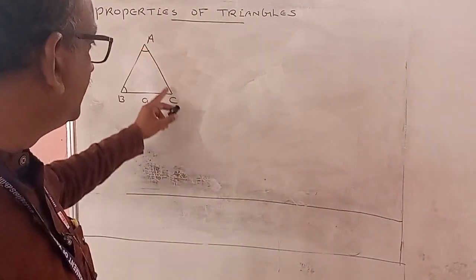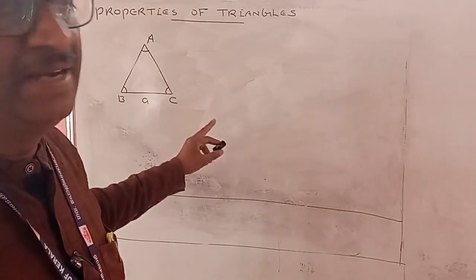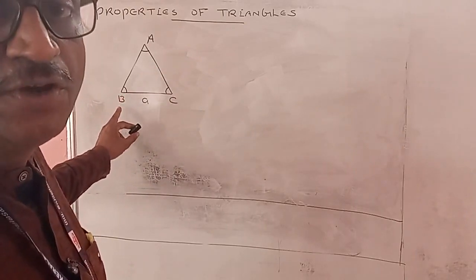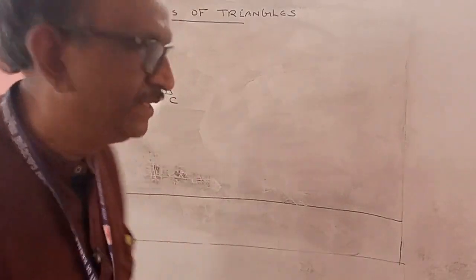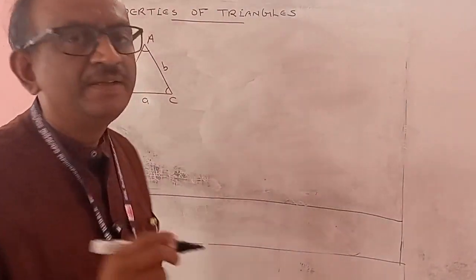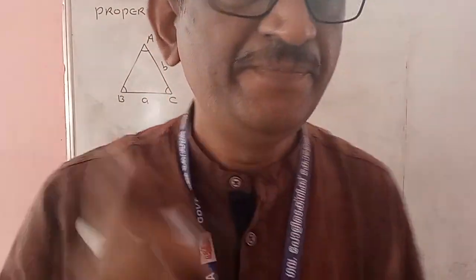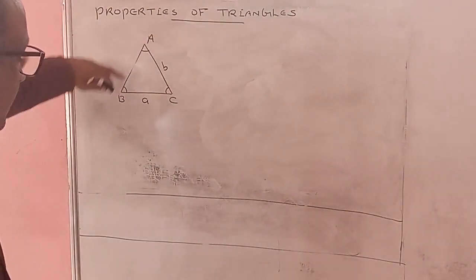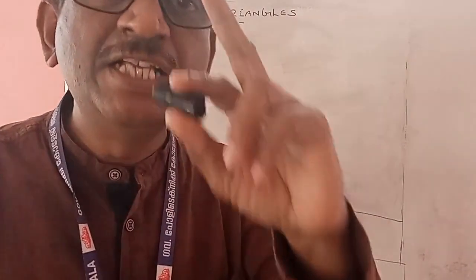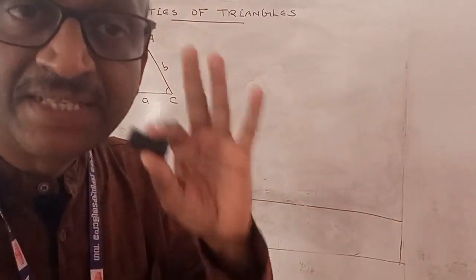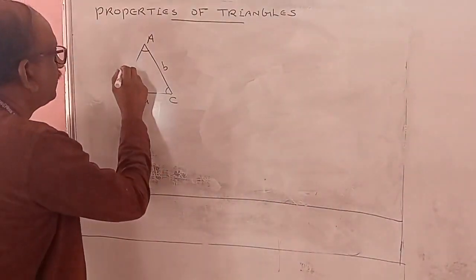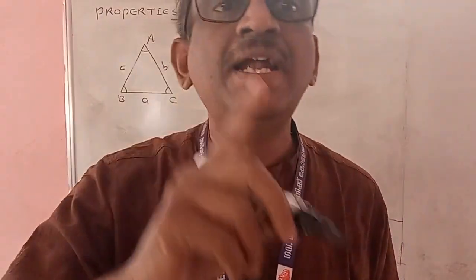Here AC is another side of the triangle. This side is opposite to angle capital B, and we denote AC by small b. Therefore, small b is the side opposite to angle B. Then the third side is AB. This side AB is opposite to angle C, and we denote the side AB by small c. Therefore, small c is the side opposite to angle capital C.